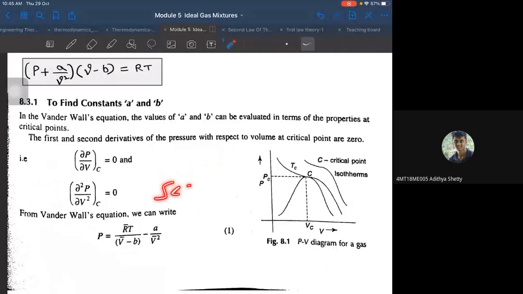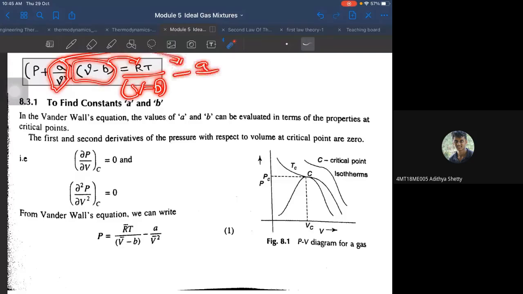That means you have to differentiate this particular expression for P. So you can take this Van der Waals equation and shift V - b to the other side, so it comes to the bottom as V - b. Plus a/V² to the other side becomes minus a/V̄². I have taken P on the LHS and pushed everything else to the RHS. So it forms my equation number 1.